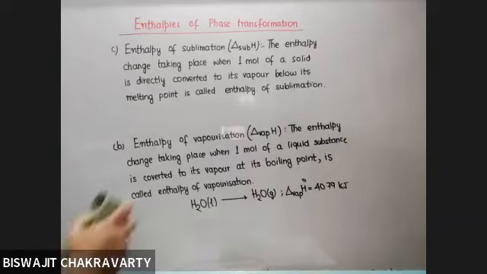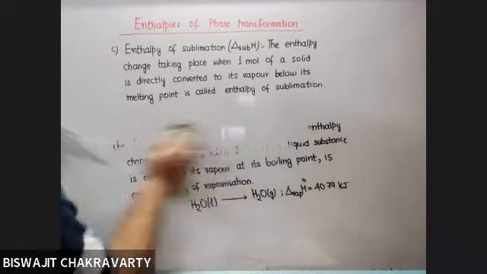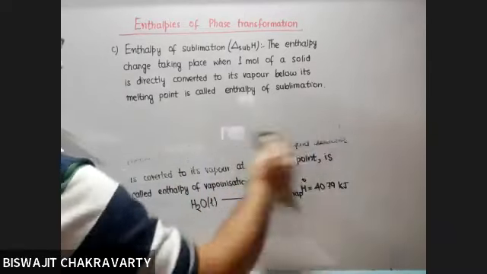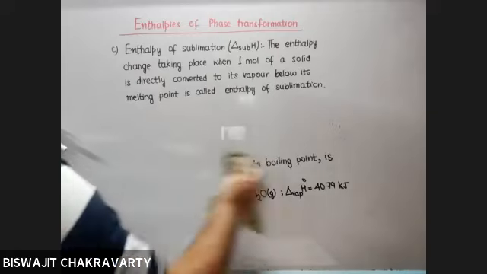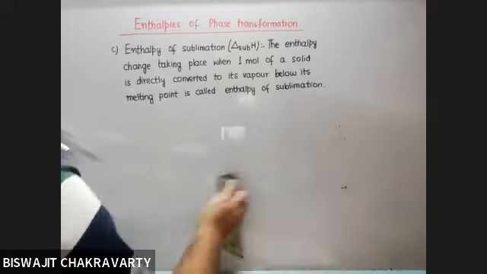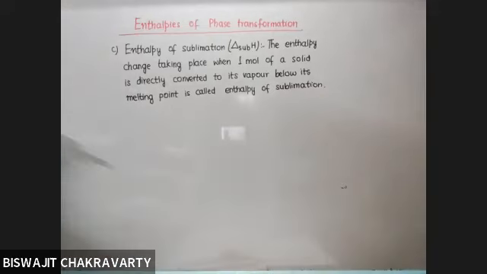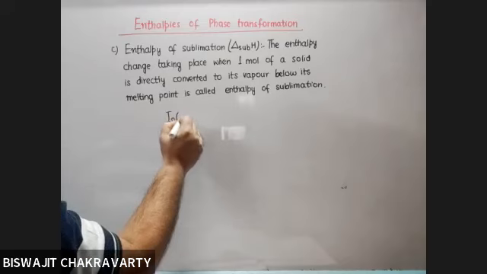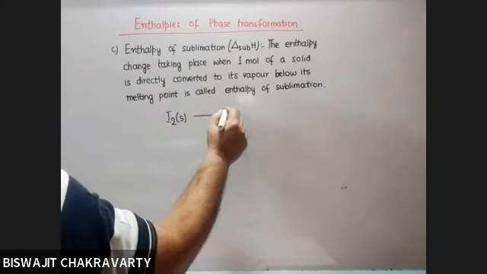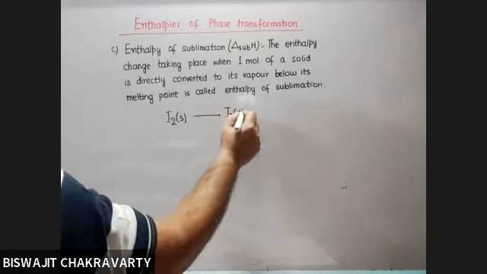So not all substances sublime. There are a few solids which can be directly converted to vapor, like iodine and ammonium chloride. These are some substances. So say we have solid iodine getting converted to iodine gas directly.